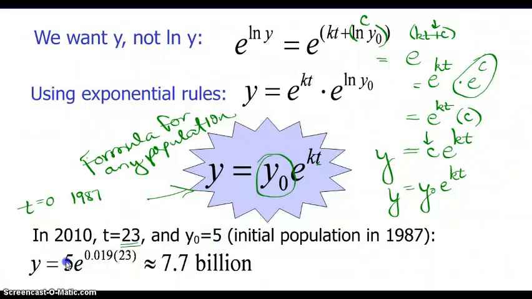So if we plug those values in for y naught and for t, and world population grows roughly at the rate 0.019, it turns out that the world population in 2010 should have been 7.7 billion. And actually, it was roughly 7 billion.